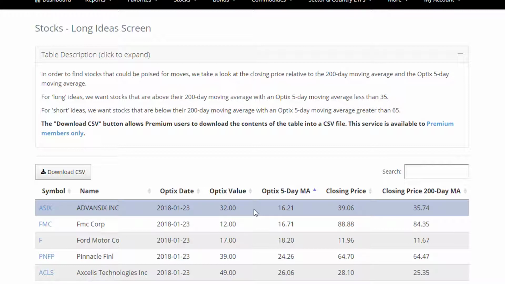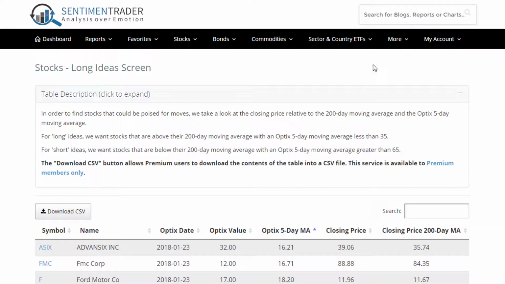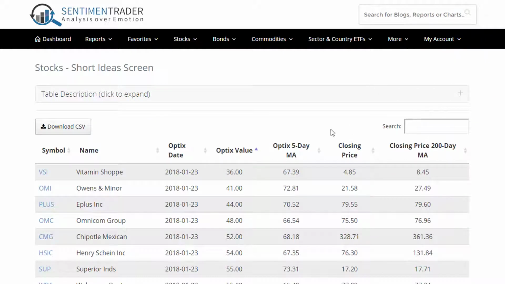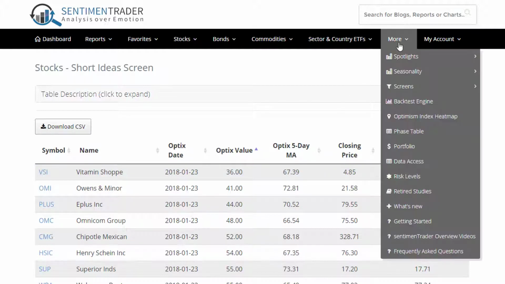And then the price compared to the 200-day moving average, and then just click the ticker to pull up the stock. The same goes for S&P 1500 short ideas, except for the opposite. These are stocks that are below their 200-day moving average, but seeing high optimism on a 5-day average.